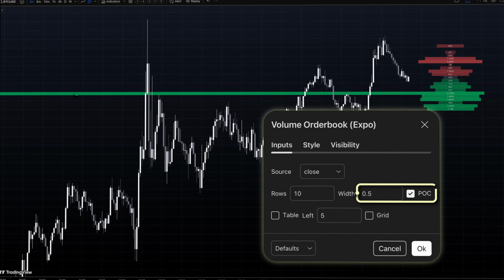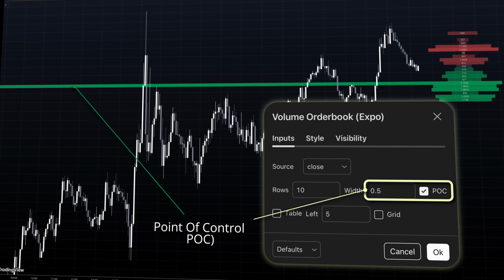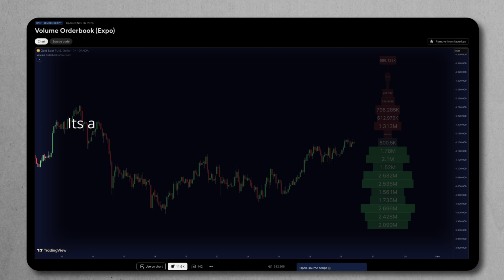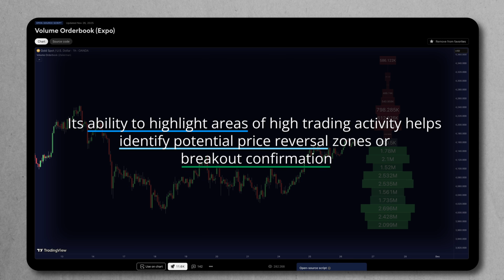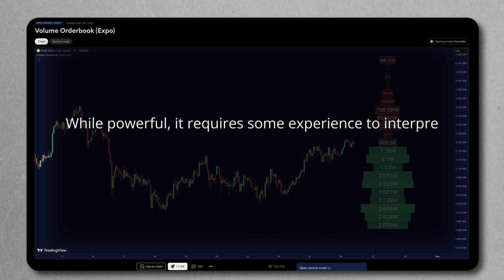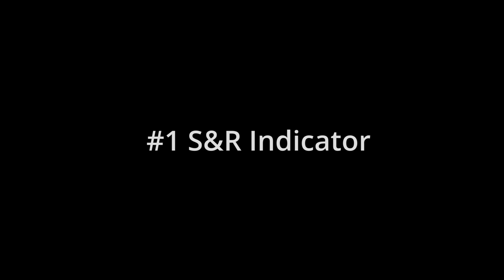When enabled, the Point of Control (POC) feature extends the level with the highest volume across the chart. Its ability to highlight areas of high trading activity helps identify potential price reversal zones or breakout confirmation. While powerful, it requires some experience to interpret effectively and may need parameter adjustments based on the specific market being analyzed.